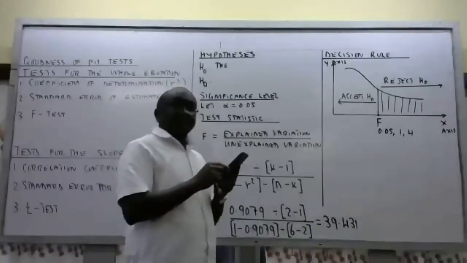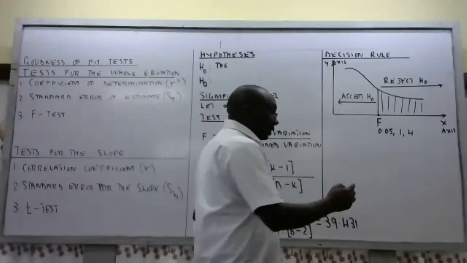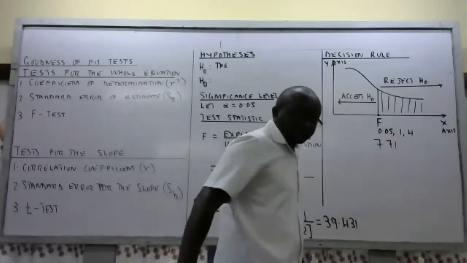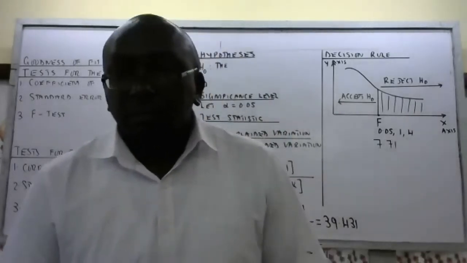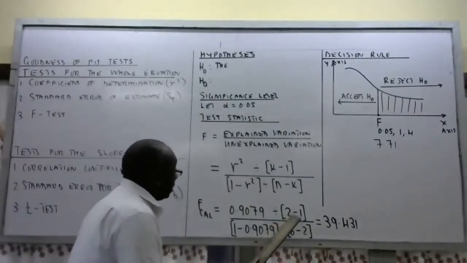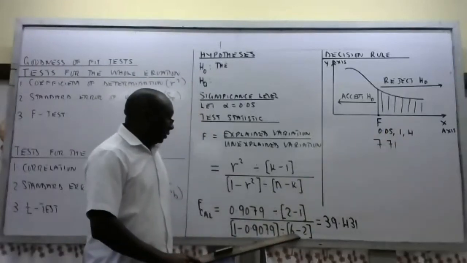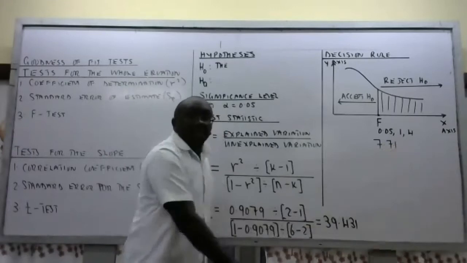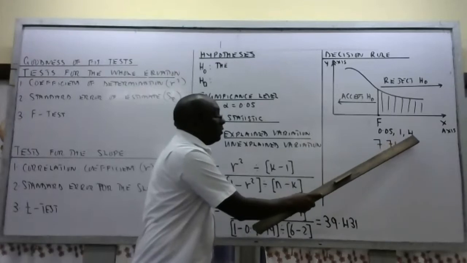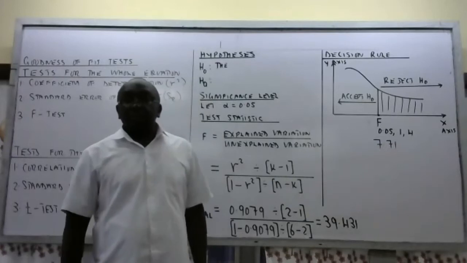What do you get there? 7.71. I've said that this 2 minus 1 is this one, and 6 minus 2 is 4. Then I said on the table, you go to column number 1 and row number 4, and what you get there is 7.71. Is that okay?